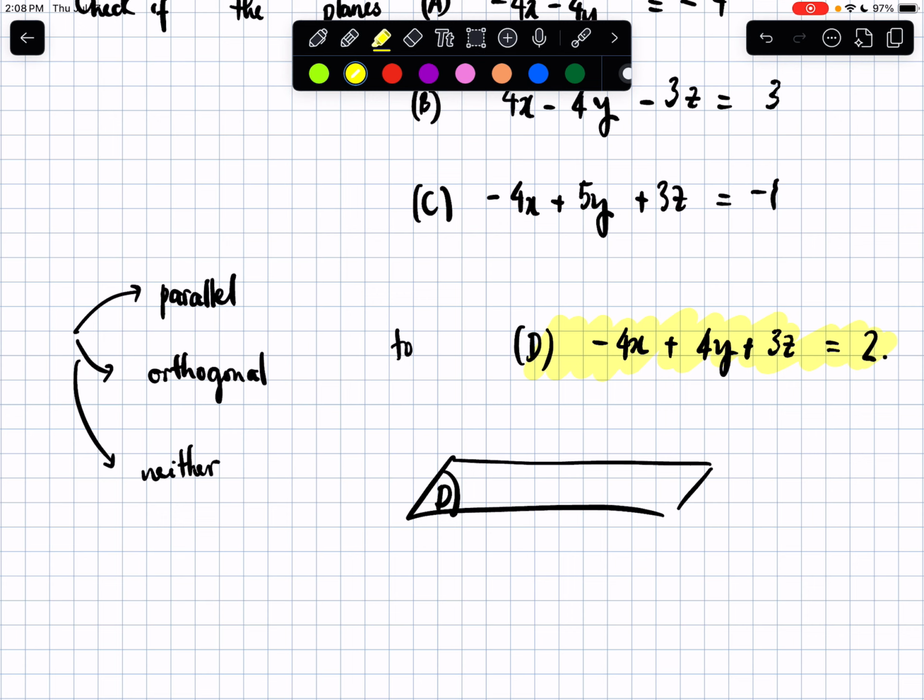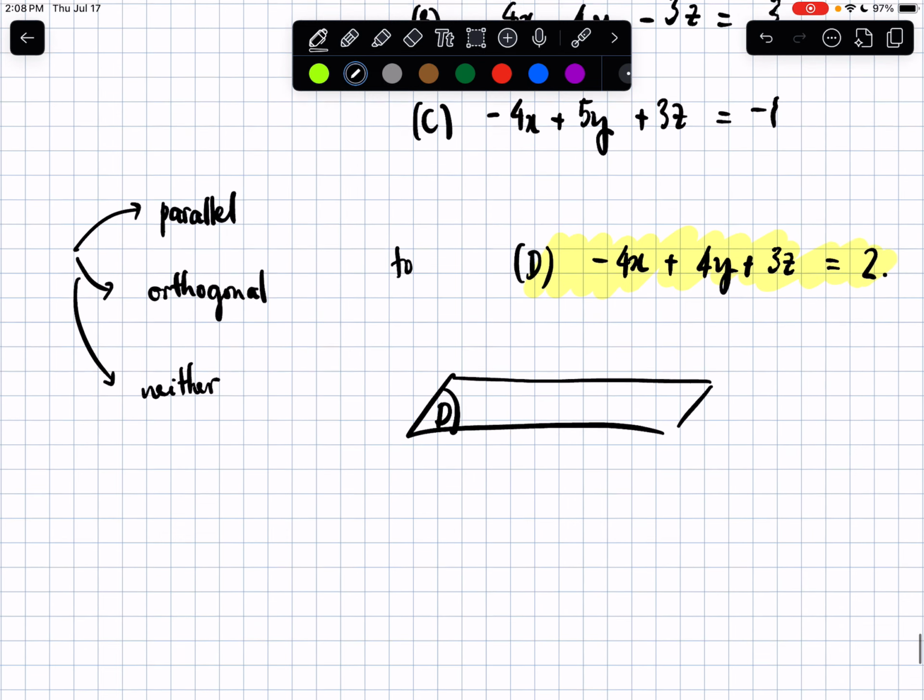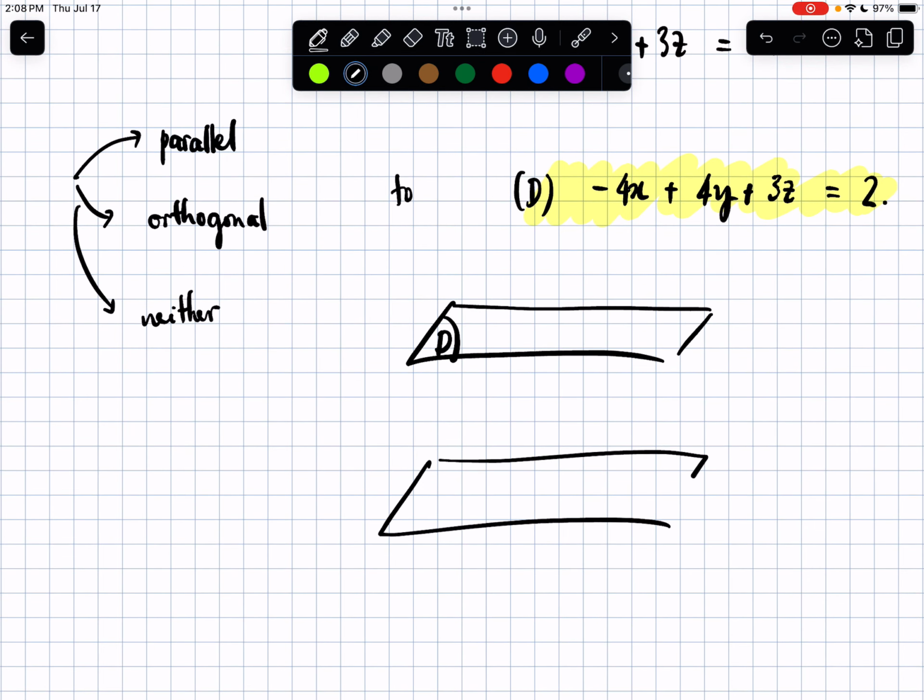So D is parallel to A if the normal vector, this is the normal vector of D, is parallel to the normal vector of A, then the two planes are parallel.